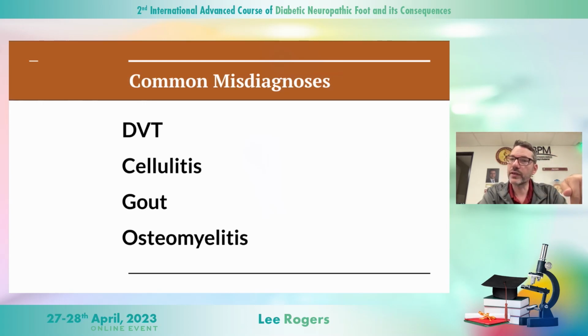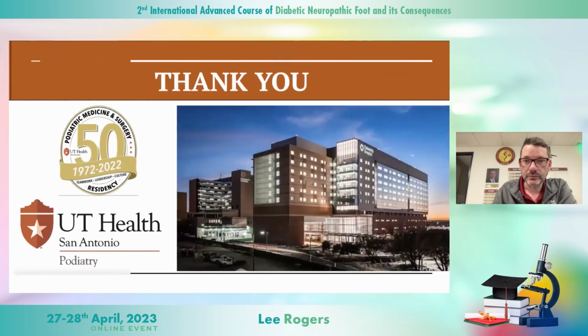DVT can be ruled out with either D-dimer, although that might be somewhat inflammatory, and you could have a high D-dimer even in patients with Charcot foot, but also with a duplex. And then gout, really looking at the patient's history and other things to rule out gout.